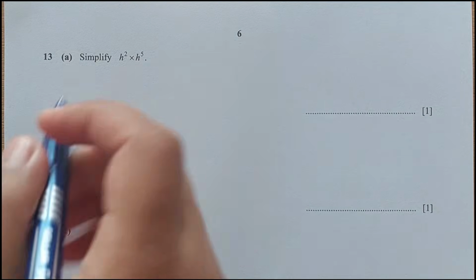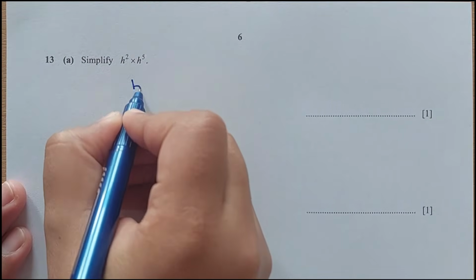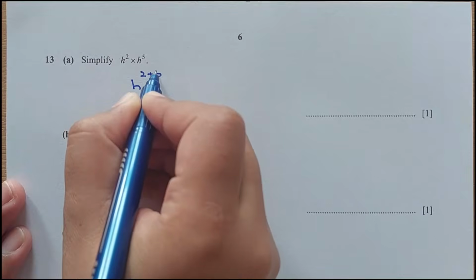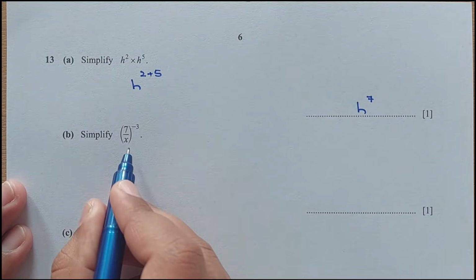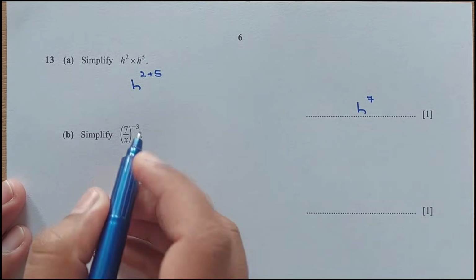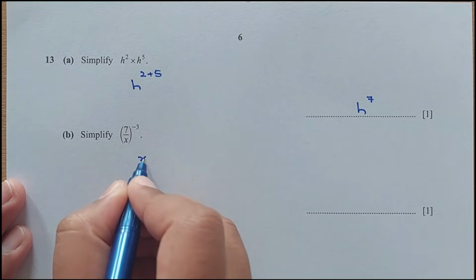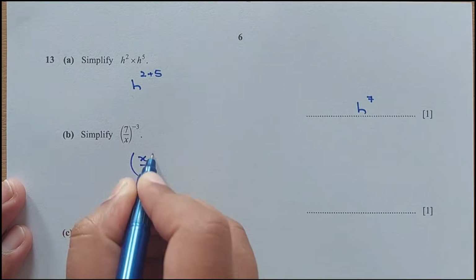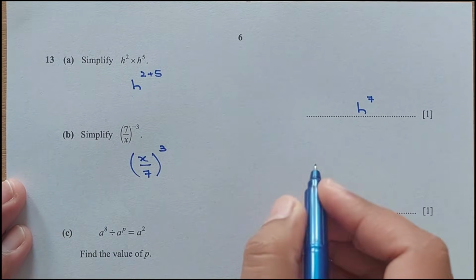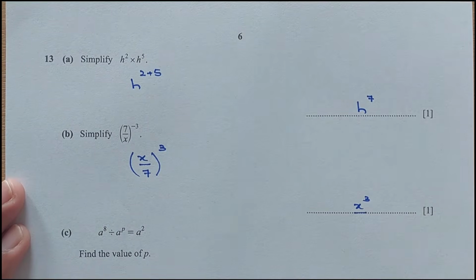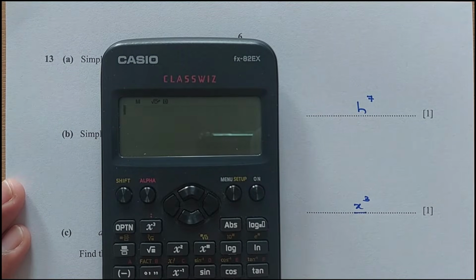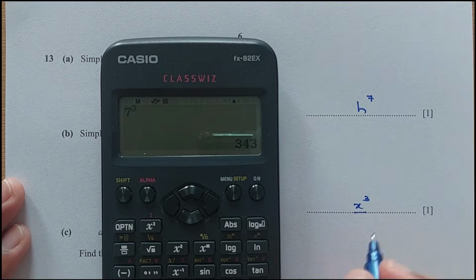Question number 13, part A. We need to simplify this. Bases are the same, so we can add the powers. 2 plus 5 is 7, so h to the power 7 is the answer. Now for part B, we need to simplify this. We have a negative exponent, so we have to do the reciprocal. That is x by 7 whole cube, so this is equal to x cube divided by 7 cube. What is 7 cube? 7 cube is 343.